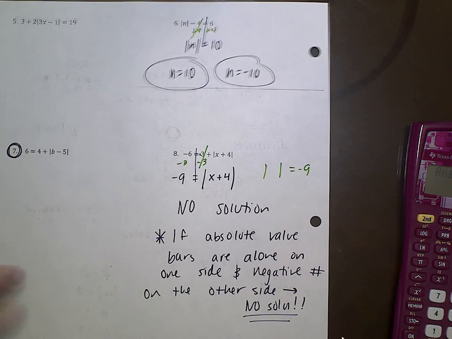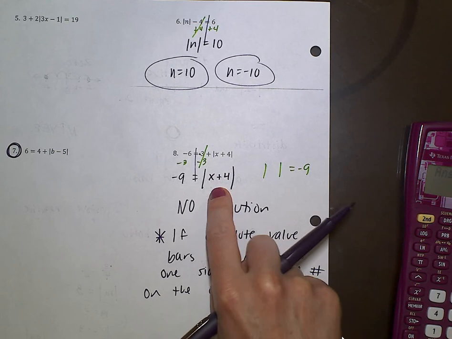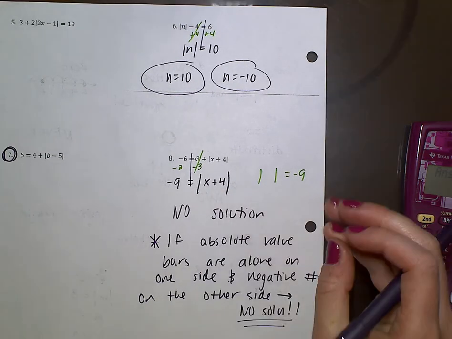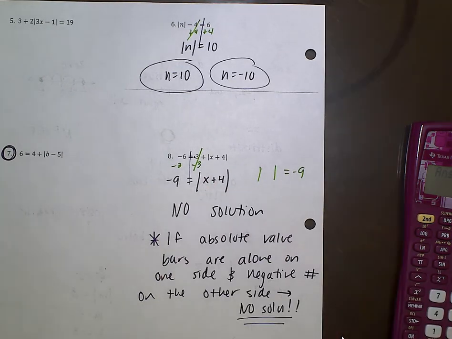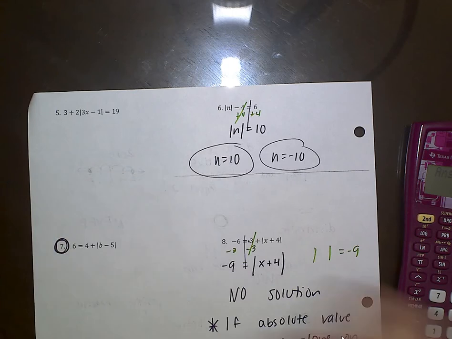And that was a little wordy, but that's probably the best way to say it. If the absolute value bars are alone on one side, so everything on one side is in the bars, and there's a negative number sitting on the other side, stop yourself right there. Don't write 2 equations. There's no solution. Okay, jump back up and do example 5 here.